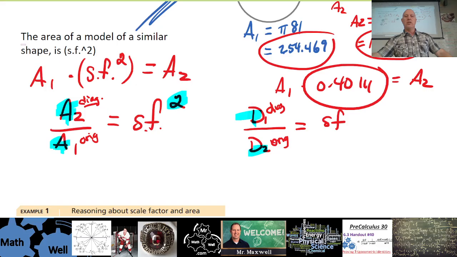Dimensions have no squared units, just straight units. But area is squared. I'm curious what you guys would think this would be: volume 2 over volume 1. Scale factor cubed. Oh my goodness.